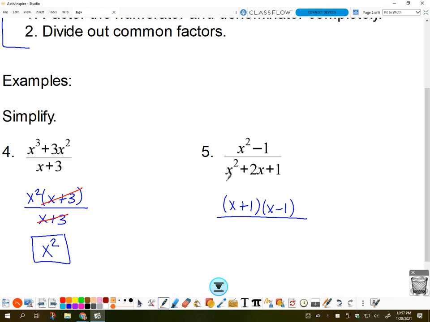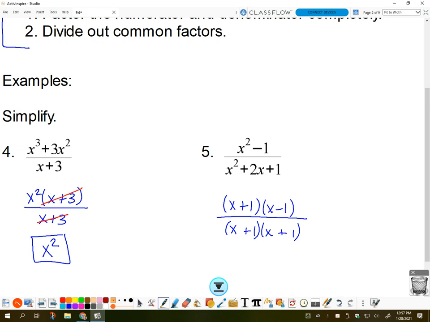On the denominator, it's a trinomial, so we're going to try to get 2 little binomials. We have x and x. We have 1 times 1. Everything's positive, so everything's positive. This is going to work because that's 1x and 1x, which gives me 2x. So we are done factoring.